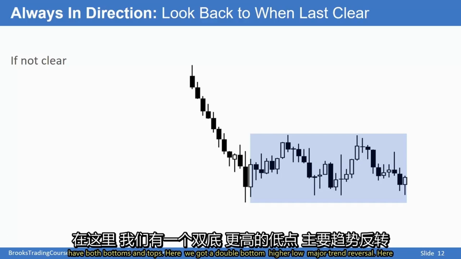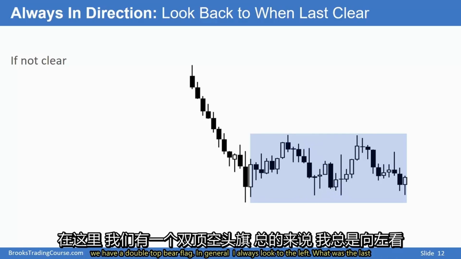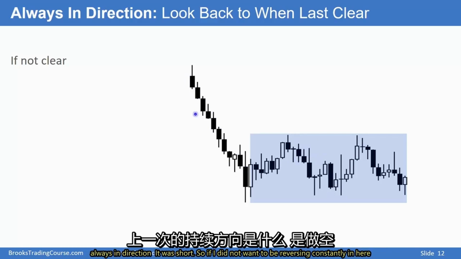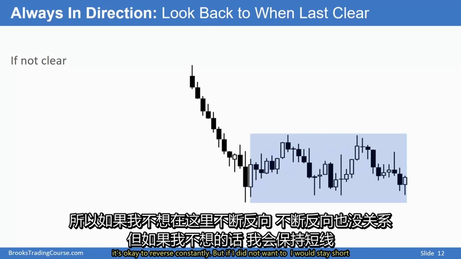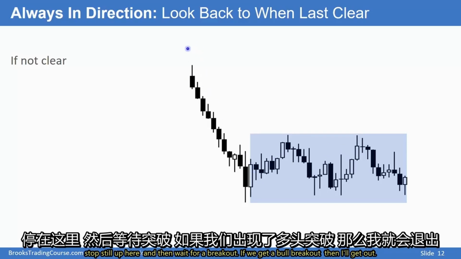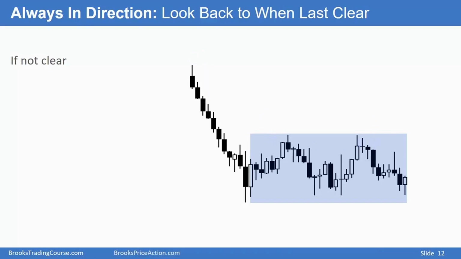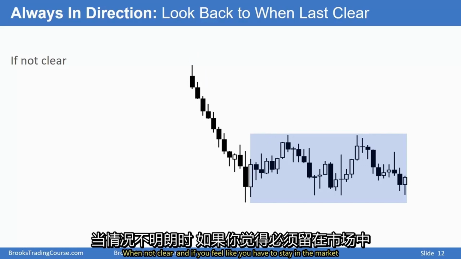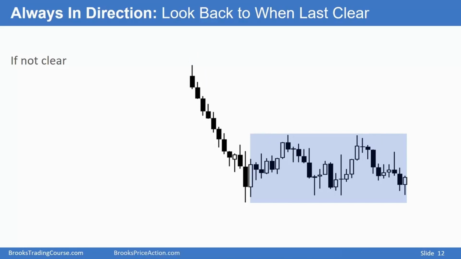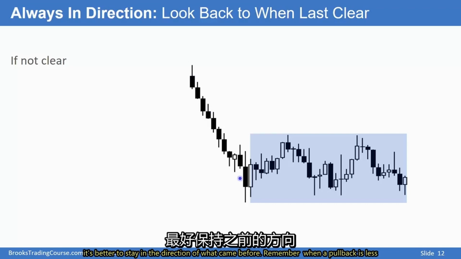And trading ranges always have both bottoms and tops. Here we got a double bottom, higher low, major trend reversal. Here we have a double top bear flag. In general, I always look to the left. What was the last always in direction? It was short. So if I did not want to be reversing constantly in here, it's okay to reverse constantly. But if I did not want to, I would stay short, stop still up here, and then wait for a breakout. If we get a bull breakout, then I'll get out. When not clear, and if you feel like you have to stay in the market, it's better to stay in the direction of what came before.